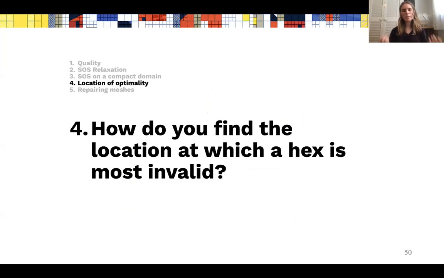So now we have a way to find the minimum Jacobian determinant of a hex. But we'd like to also be able to find the location in the hex at which this minimum occurs. And this ends up being quite a natural extension from the SOS problem we just talked about. But to understand this extension, we first have to go back and look at the underlying optimization problem here.